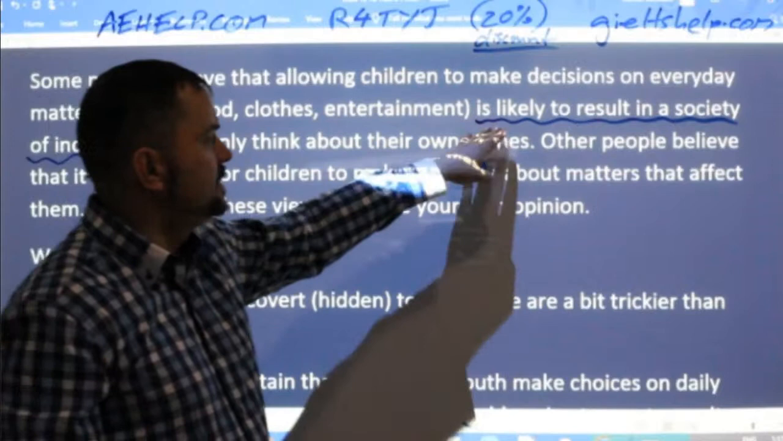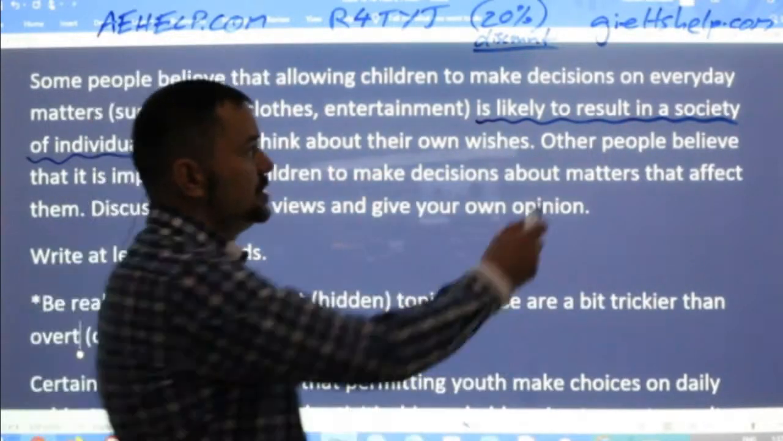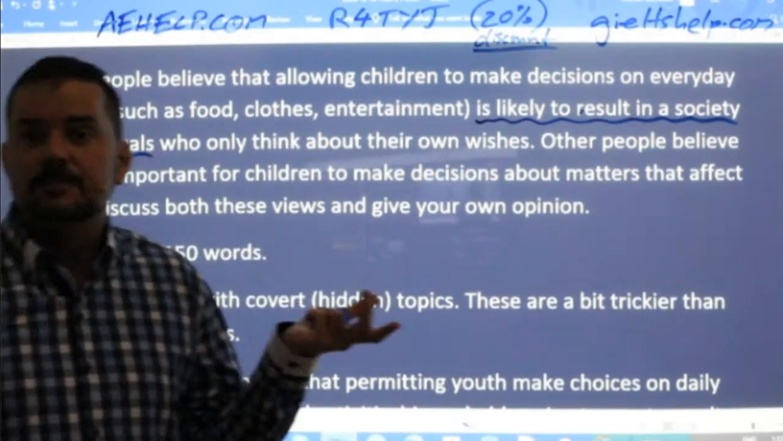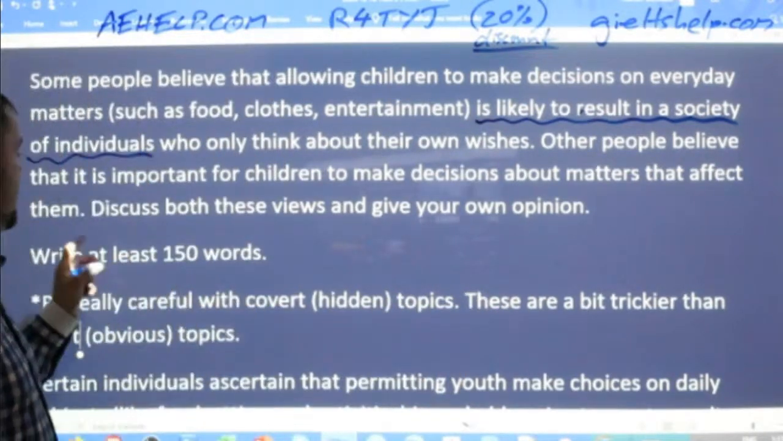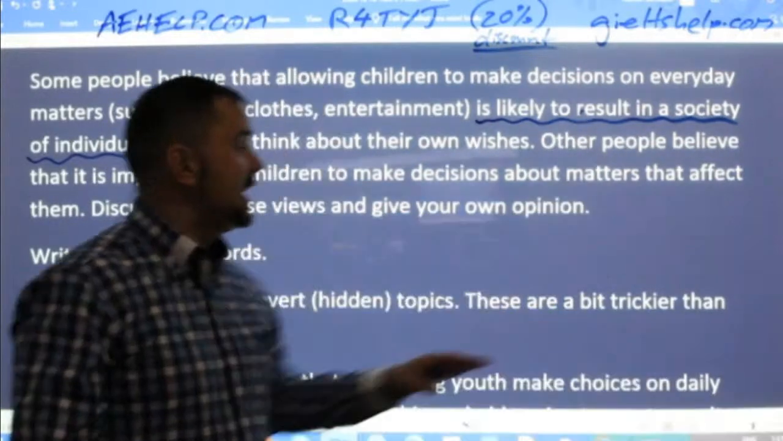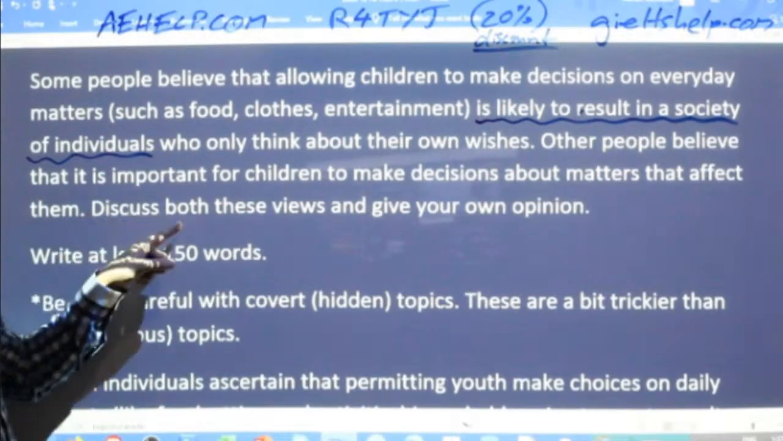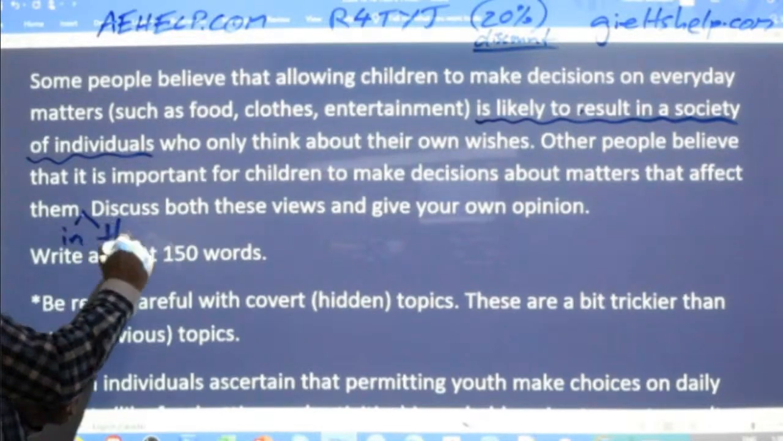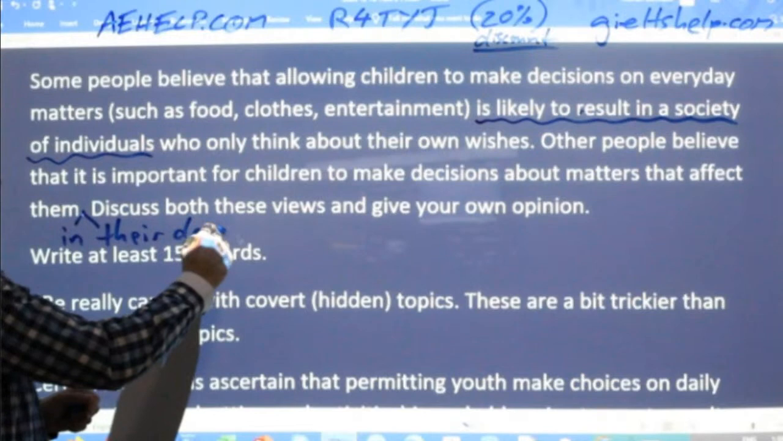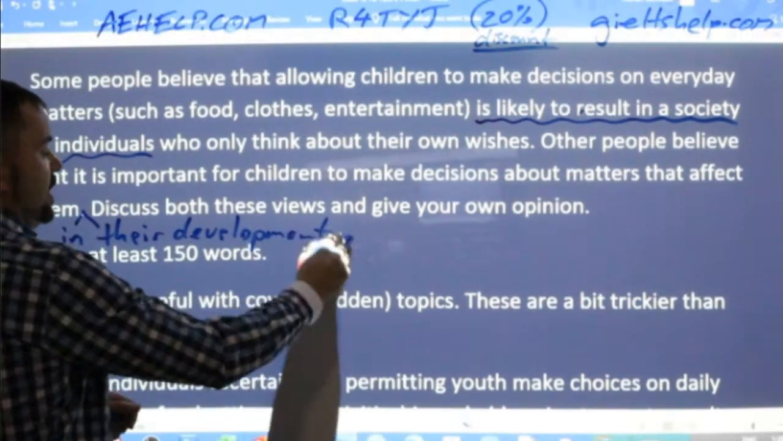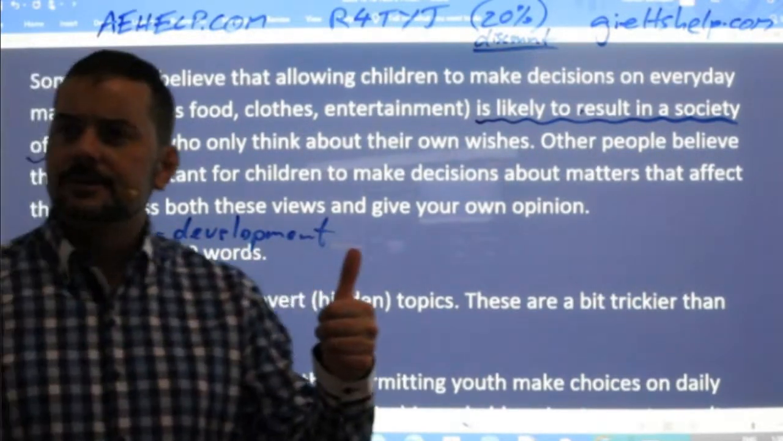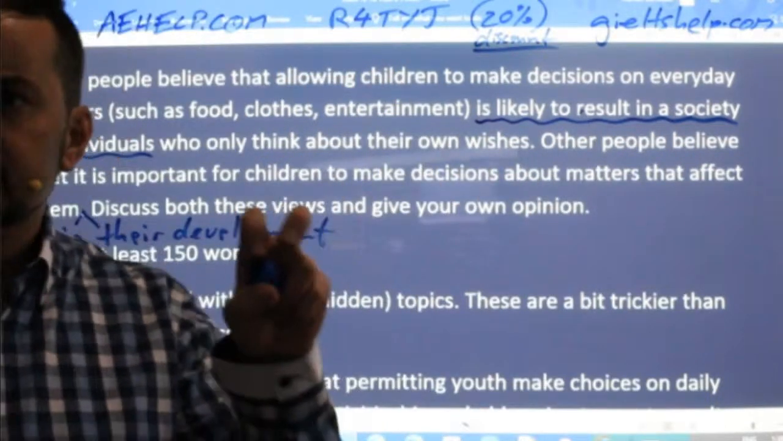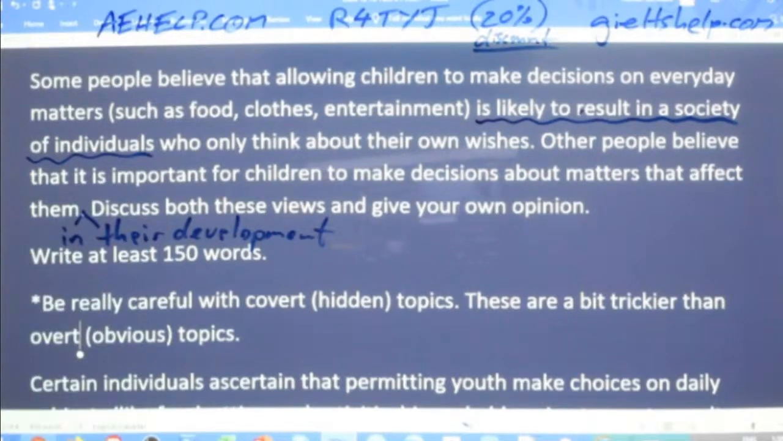You could say that is likely to result, resulting in a society of individuals is the development of people or children. And here at the end, matters that affect them in their development. So here, it's like the missing piece that should be here is in their development. Okay? Does everybody see that? See how if you look really carefully, you can see this component in there? Okay?